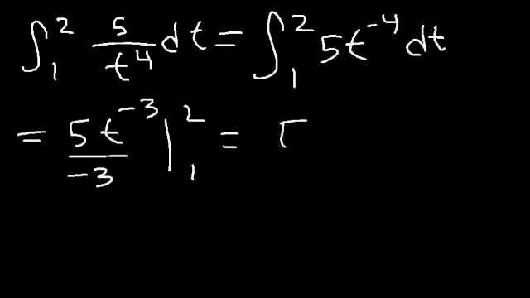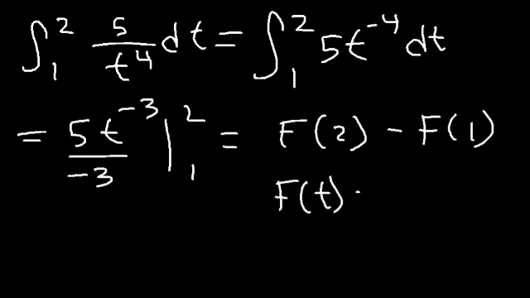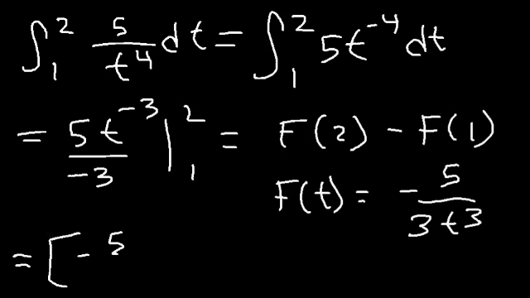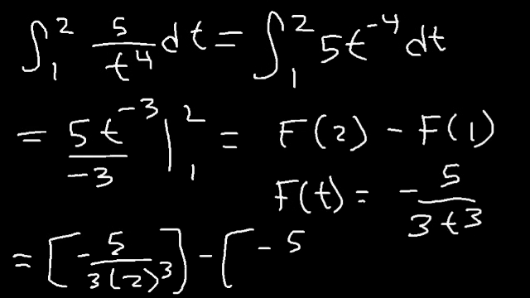So this is equal to f of 2 minus f of 1. So f of t, if we rewrite it, is going to be negative 5 over 3 times t to the 3rd power. We need to bring the t back to the bottom so that we can have a positive exponent. So this entire expression is equal to negative 5 over 3 times 2 to the 3rd power minus negative 5 over 3 times 1 to the 3rd power.